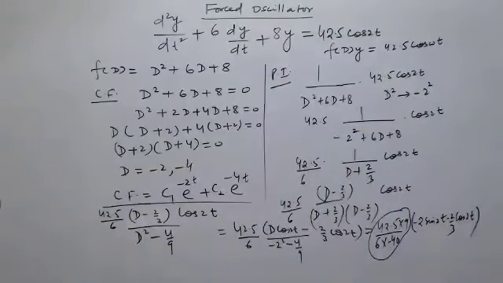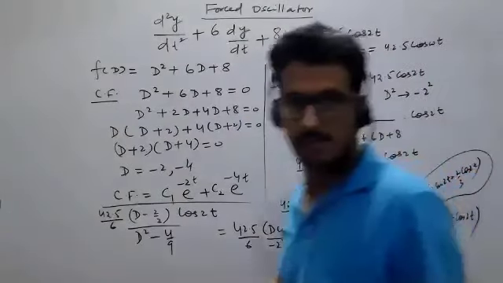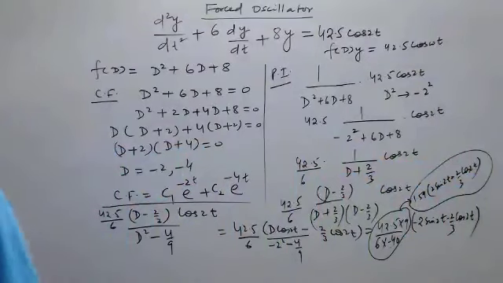Okay, so what is this value? Can anybody tell me? 1.59, sir. How much? 1.59. So 1.59 into 2 sin 2t plus 2 by 3 cos 2t. This will be the particular integral. Is that visible? Yes, sir.